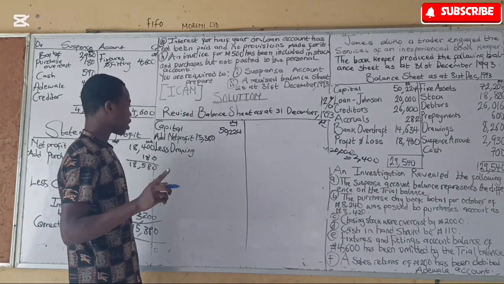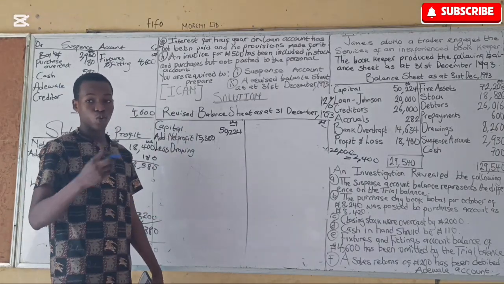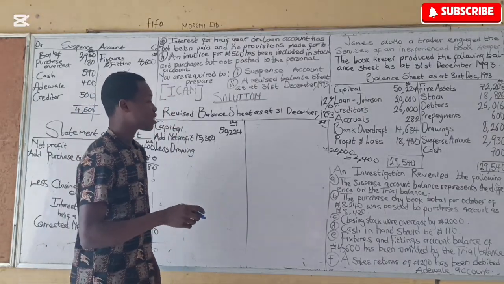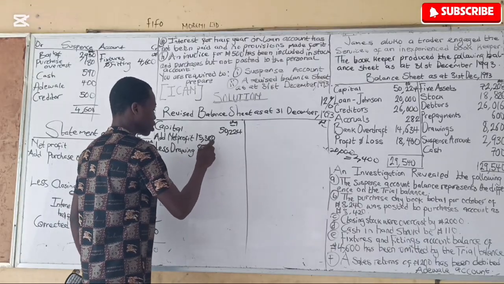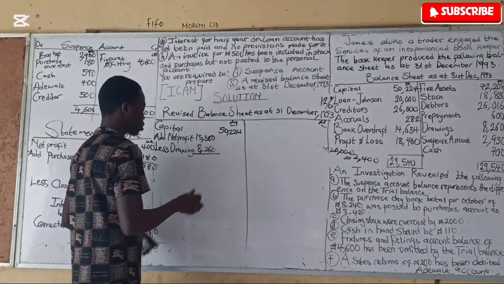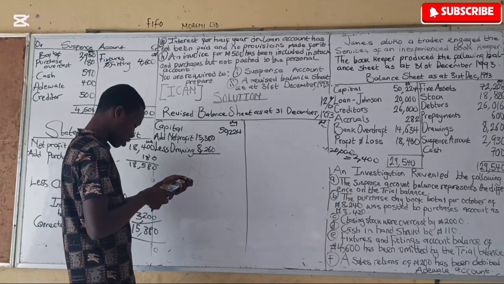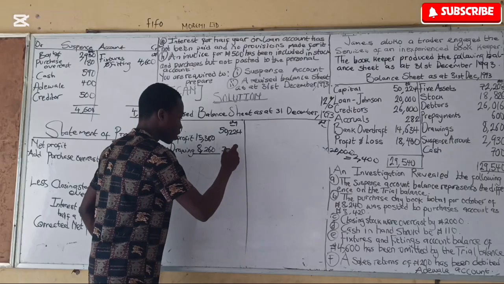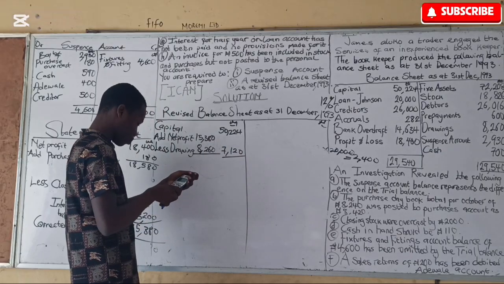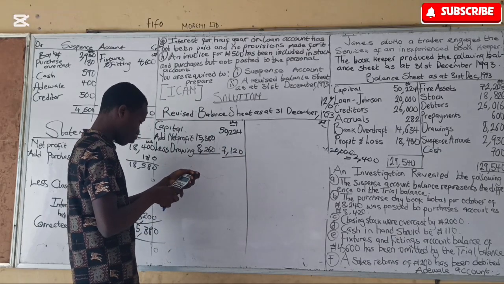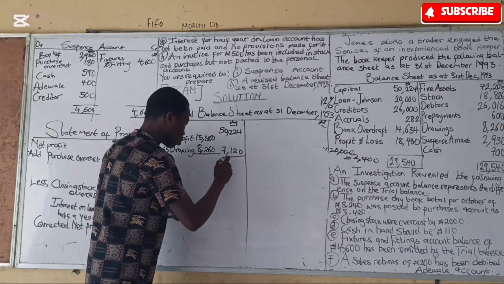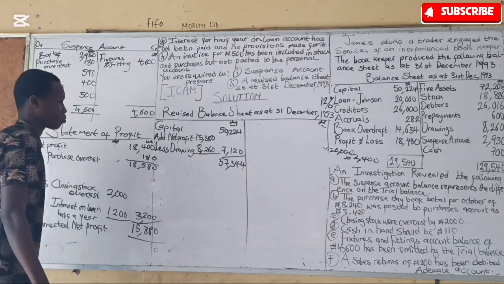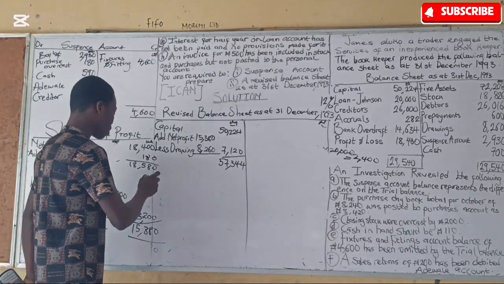And as a higher institution student, this capital is referred to as equity. Note that. The drawings is 8,260. So let's subtract. Minus 8,260. This gives us 7,120. Then when you add this up, 50,224, it gives 57,344.